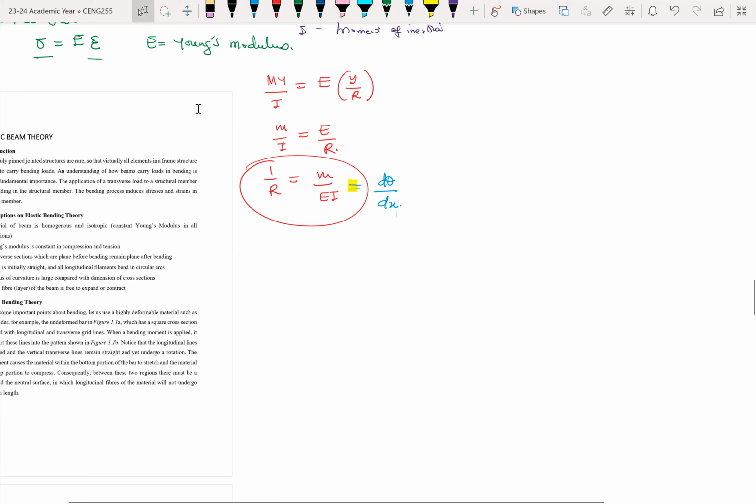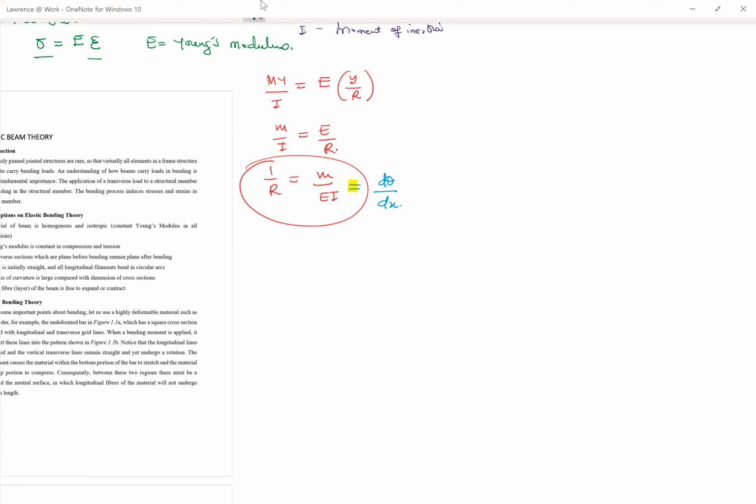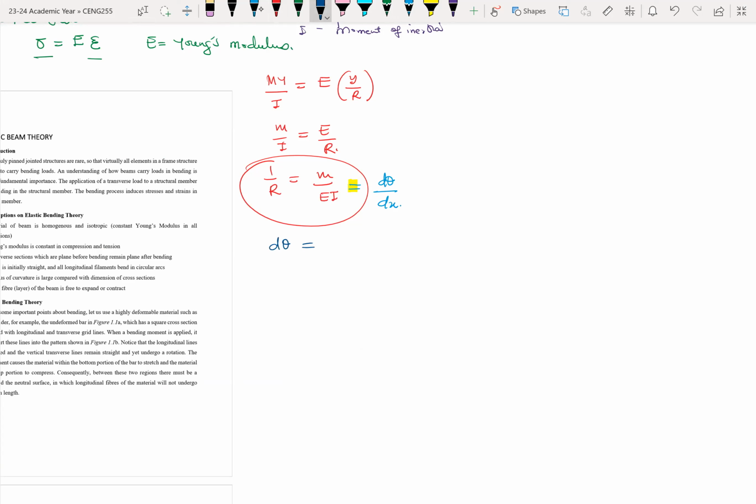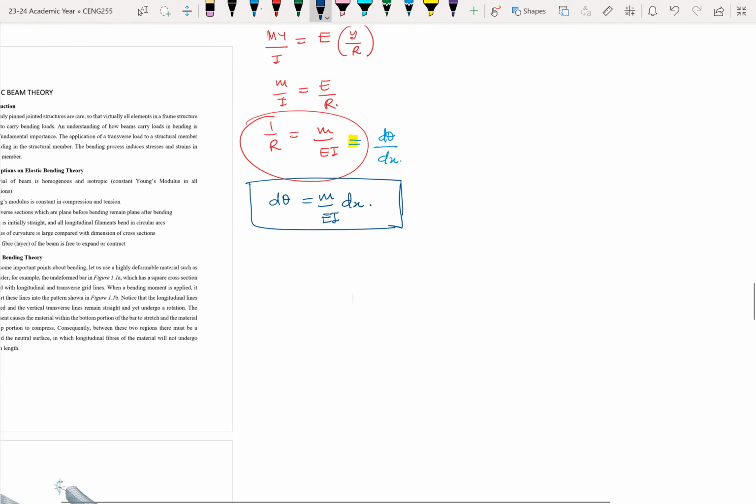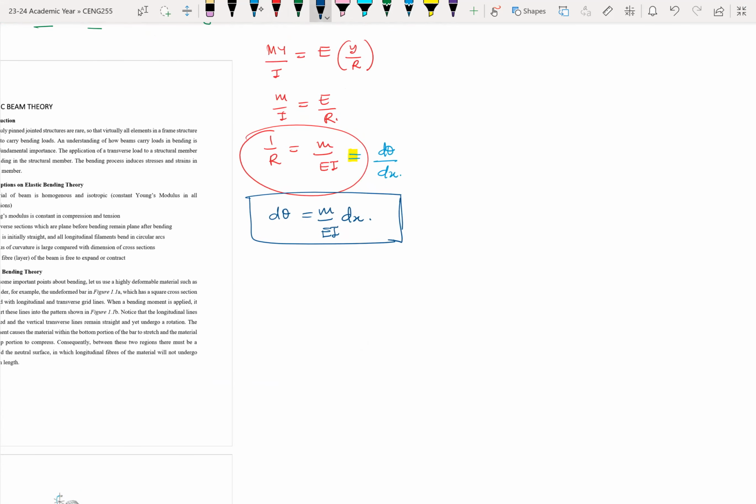All right. So if this is the dθ over dx, then I can rewrite this equation here: okay, dθ is equal to M over EI dx. This is a very important equation for us, and it is used to find the slope and find deflections in any of the sub-disciplines we'll be looking at.